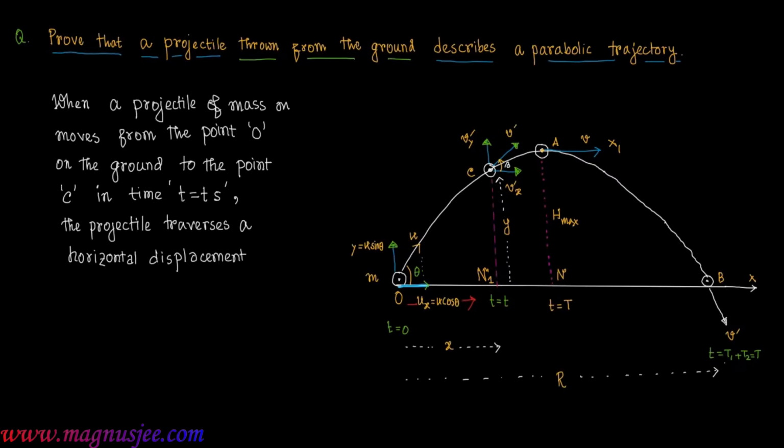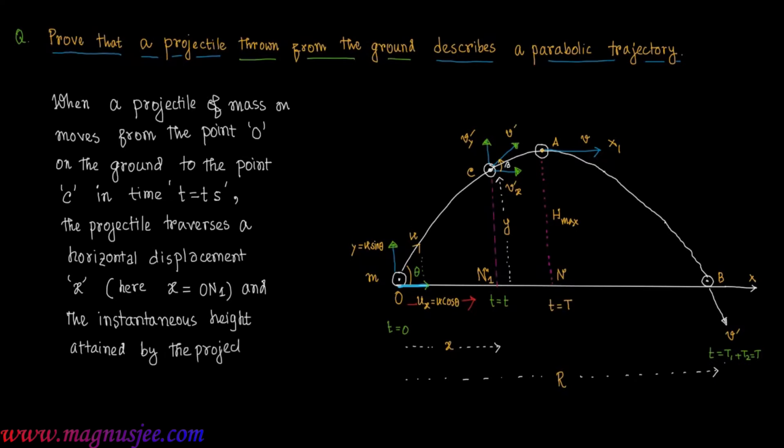The projectile traverses a horizontal displacement x such that x is equal to O n1, and the instantaneous height attained by the projectile at the point C at an instant t equal to t second will be small y such that small y is equal to n1 C.